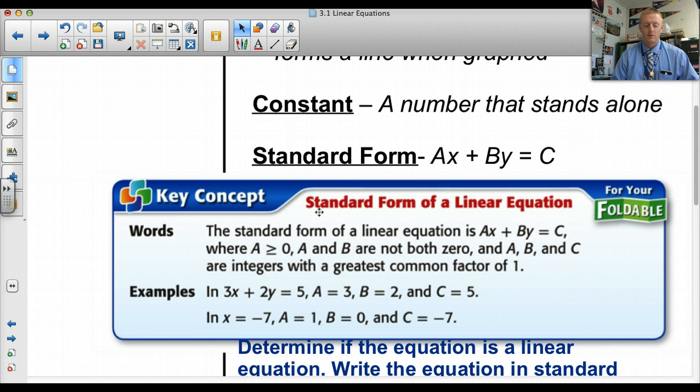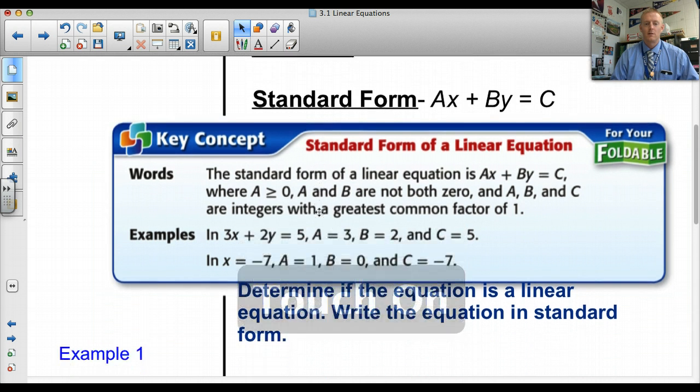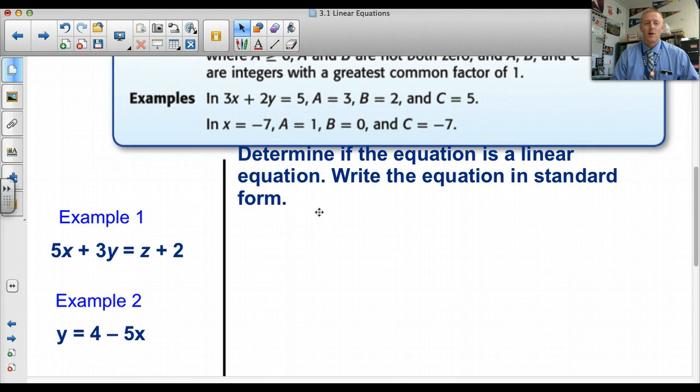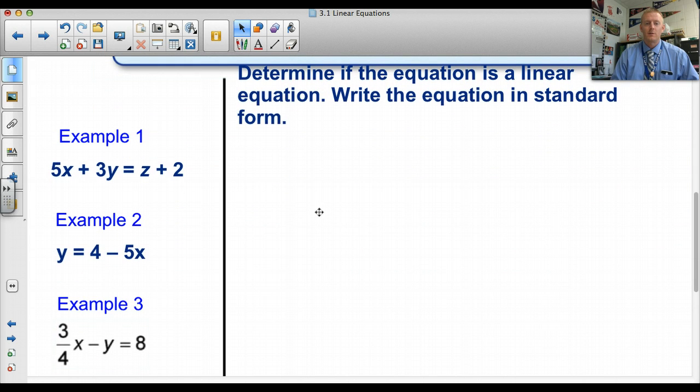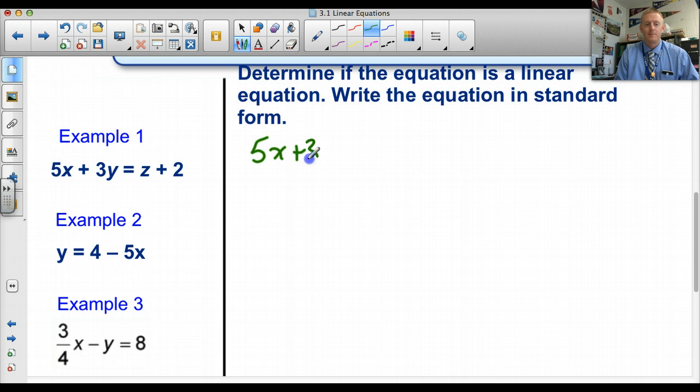Alright, let's keep it cruising. So our job for these first examples is to determine if the equation is linear and then write it in standard form. So up here is our first example. We have a 5x plus a 3y equals a z plus 2.